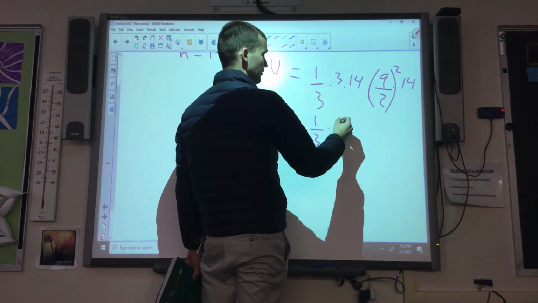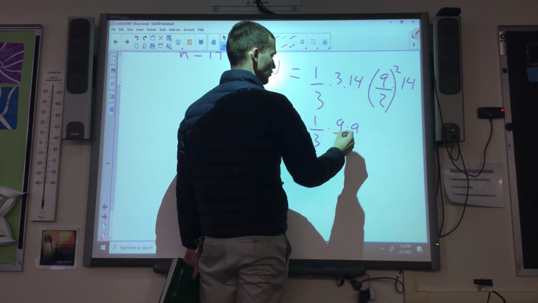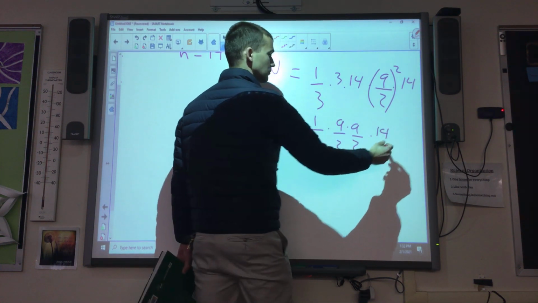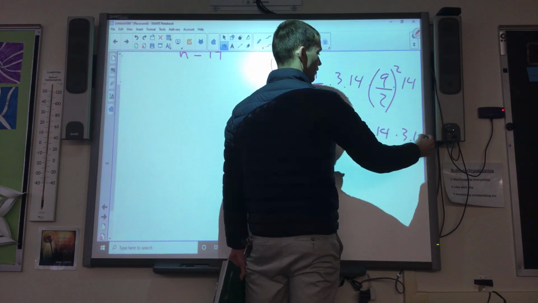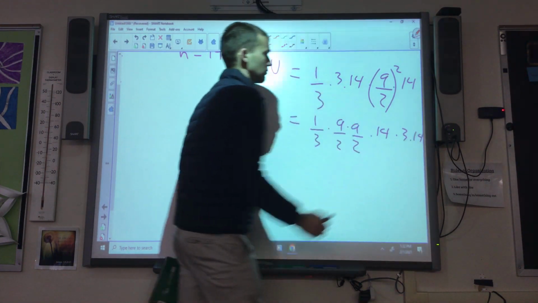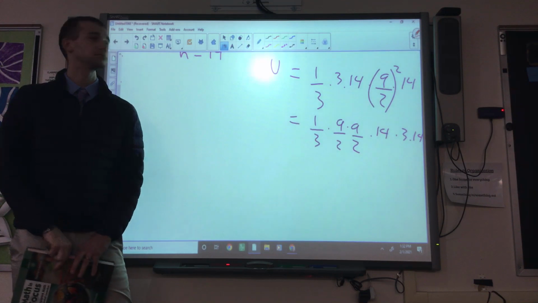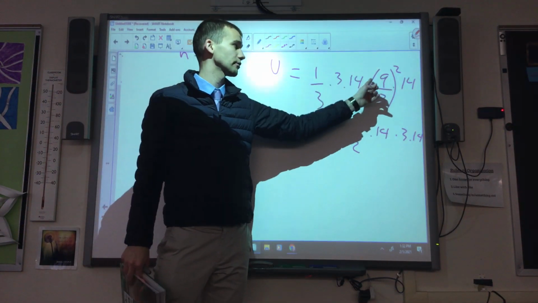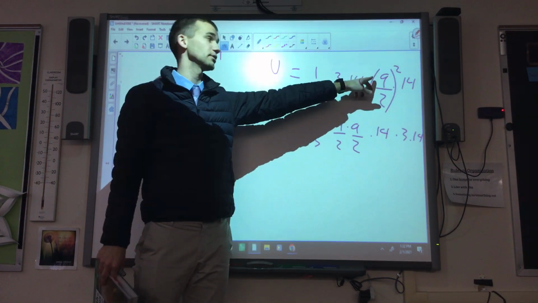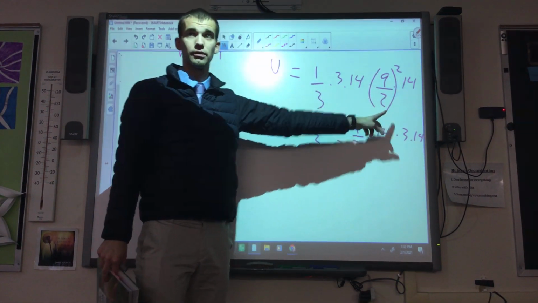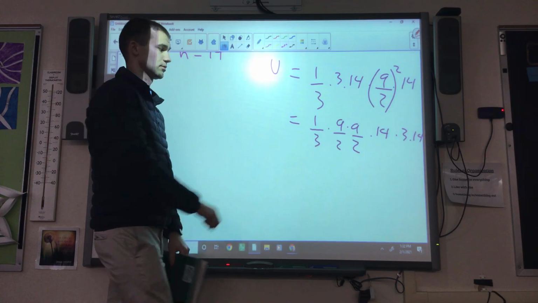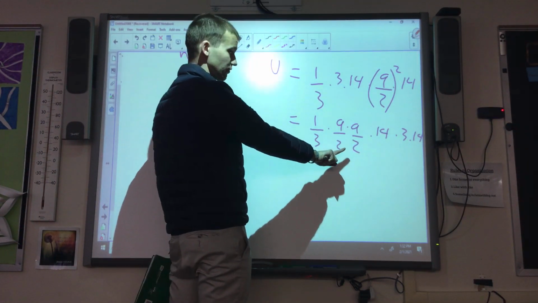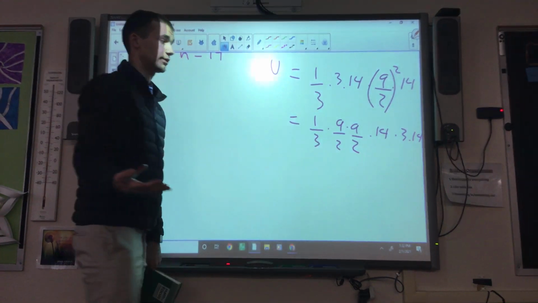One third. I'm going to put this as 9 times 9 over 2 times 2, times 14, times 3.14. See how this is the same thing? We did 9 squared, so 9 over 2 times 9 over 2, 4.5 times 4.5. That's the same thing here. Is there anything we can cancel out?